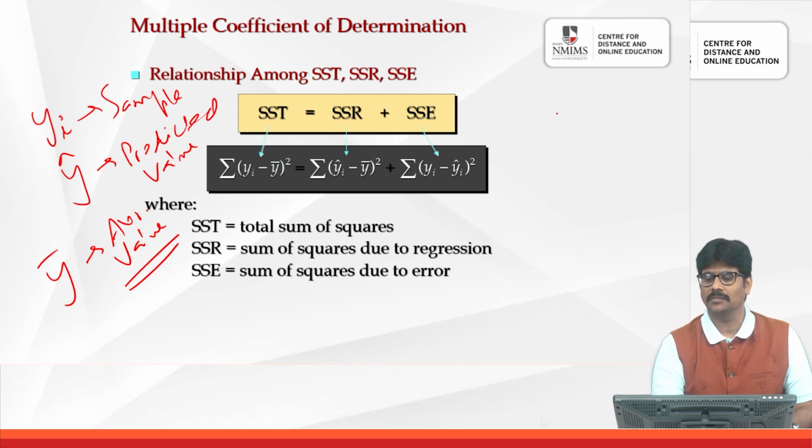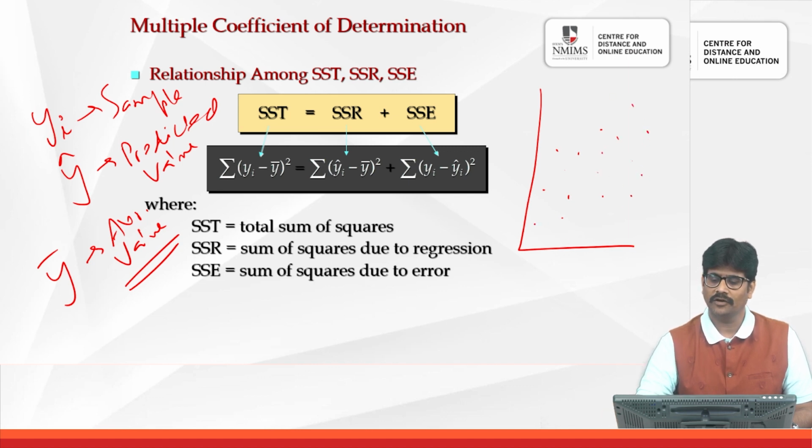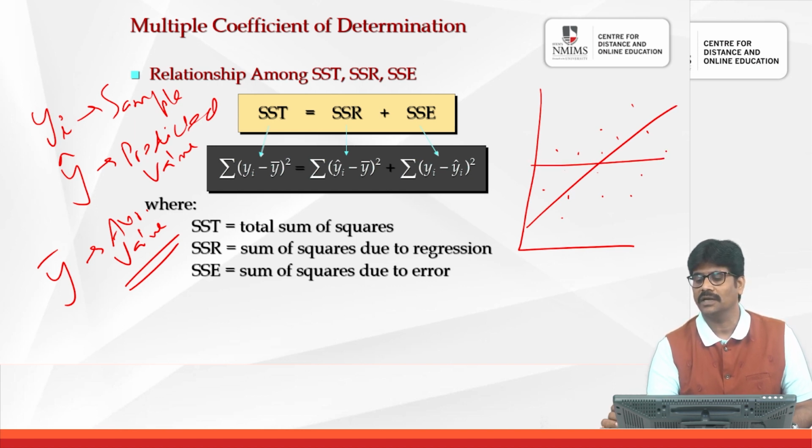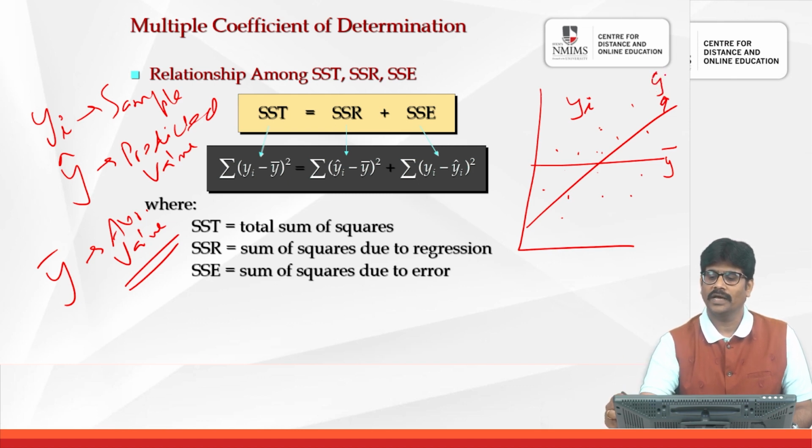SST, if you look at it in a regression, let us say these are the sample data. We try to fit a best fit line, and if we are not able to fit a best fit line, ideally we go for taking an average. So, this is your average, your y bar, and all these dots are your yi's, and this is your predicted value, that is y hat. So, SST is nothing but yi, the sample value, minus y bar.